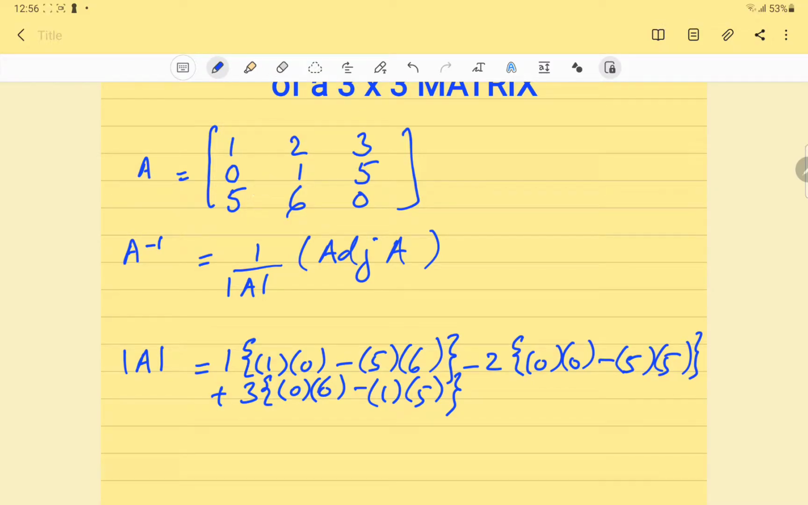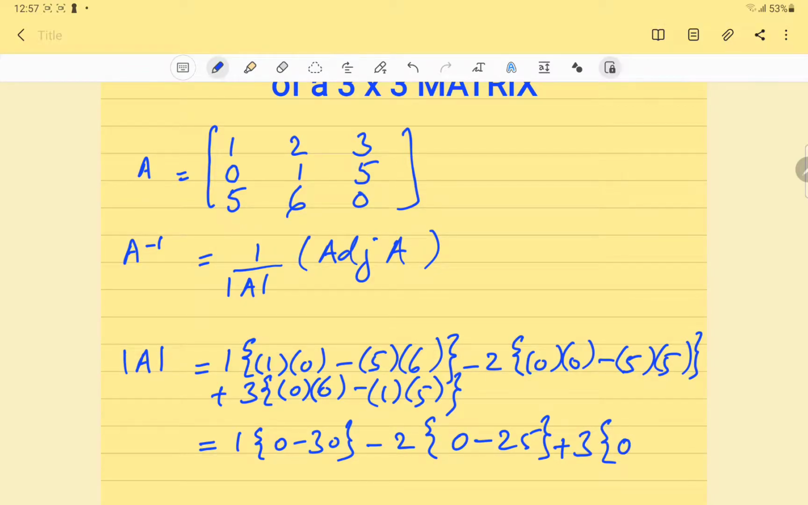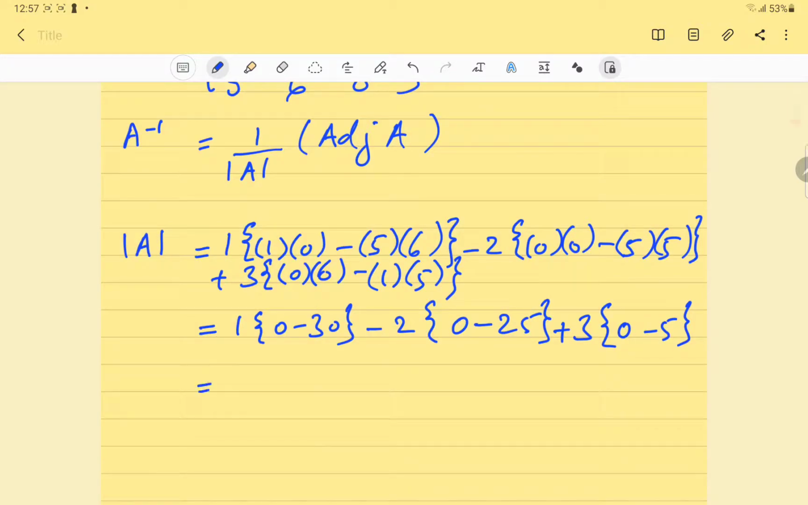Now we will solve it. Is equal to 1 into 0 minus 30 minus 2 into 0 minus 25 plus 3 into 0 minus 5. So 0 minus 30 is minus 30, multiplied by 1 is minus 30. 0 minus 25 is minus 25, multiplied by minus 2 is plus 50. 0 minus 5 is minus 5, multiplied by 3 is minus 15. So the answer is equal to 5, which is not equal to 0.